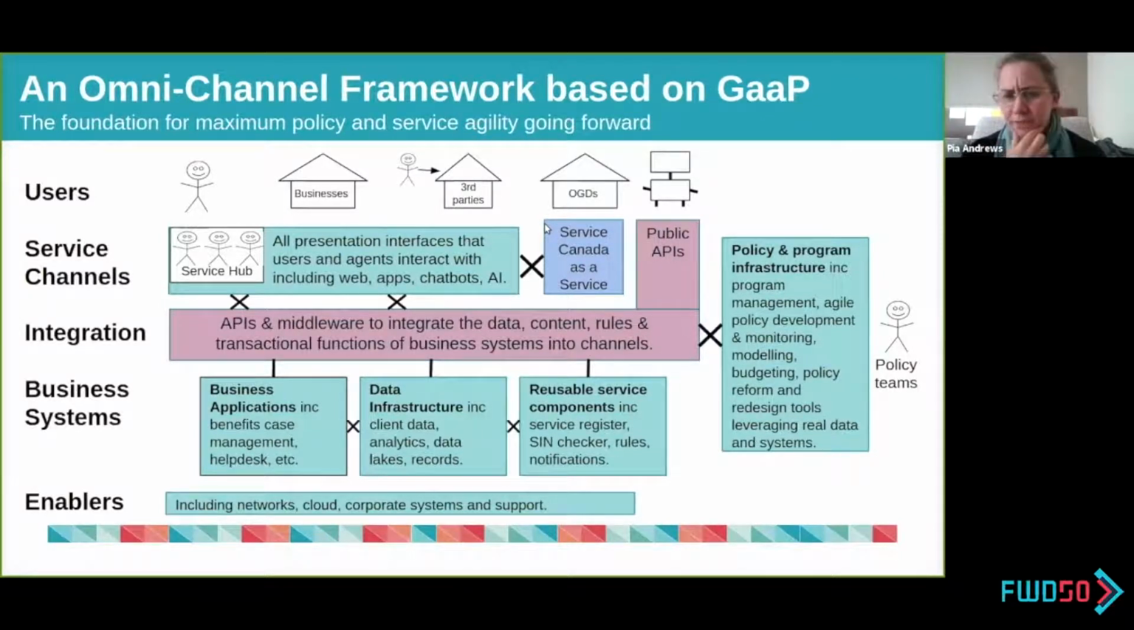Of course, you've got enablers below that. And the tricky part of this diagram, which I think people in this audience and the Forward 50 audience would really appreciate, is the notion that you have, of course, public APIs as much as possible, but also that policy and program infrastructure leverages the same infrastructure. Rather than having policy modeling off separate to service delivery, it's all part of the same ecosystem.